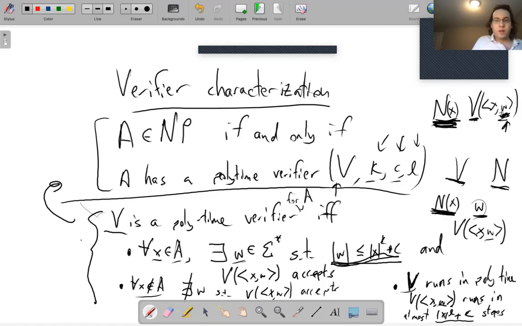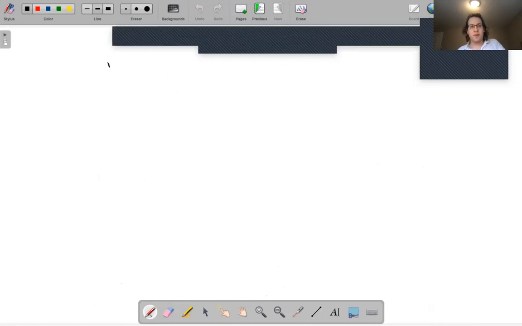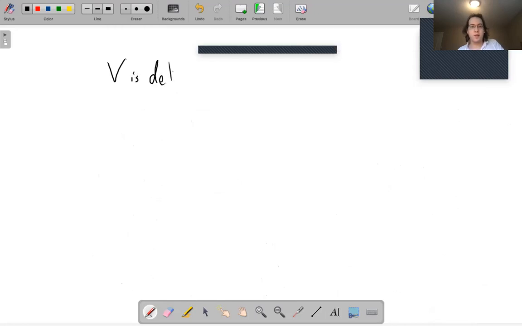V will simulate N and it will not reach the accept state no matter what W you give it. Okay, so therefore we converted a non-deterministic Turing machine N that decides A into a polynomial time verifier V. Okay, so it's not too complicated, but it's kind of a neat conversion. The nice thing is that the polynomial time verifier V is a deterministic Turing machine. So V is deterministic.